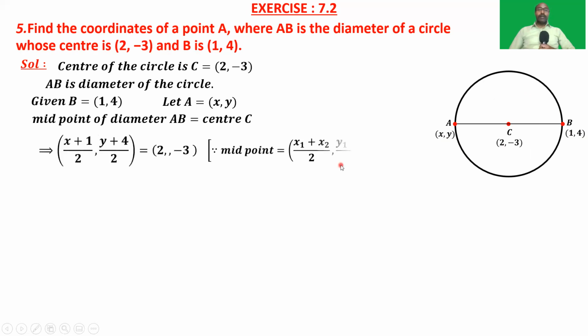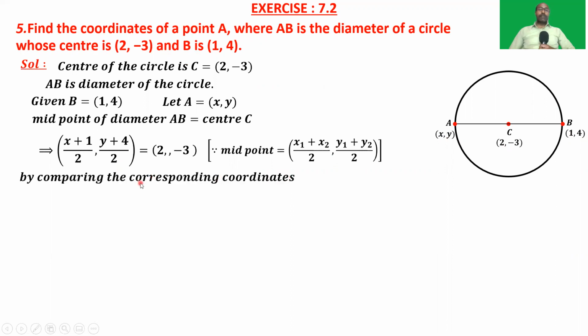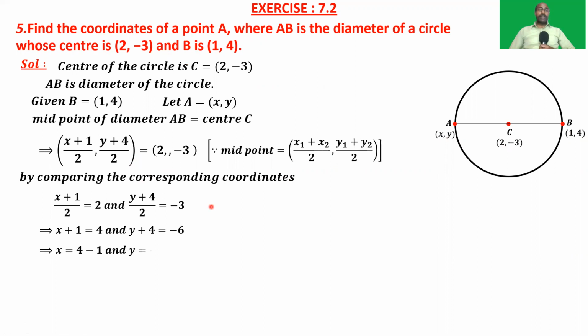Now comparing the corresponding coordinates, we get (x plus 1)/2 is equal to 2 and (y plus 4)/2 is equal to minus 3. From this, x plus 1 is equal to 4, y plus 4 is equal to minus 6. So we get x equal to 3 and y equal to minus 10. Therefore, the coordinates of A are (3, minus 10). So, next problem.